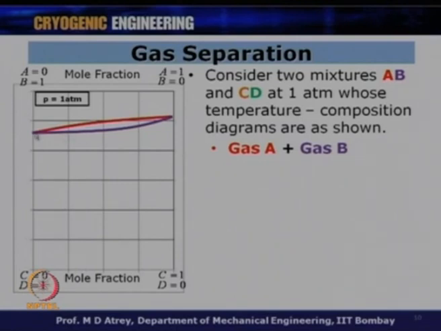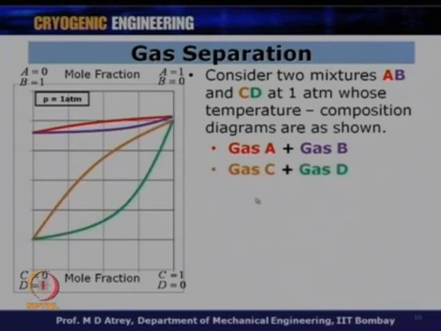Suppose I have a temperature composition diagram. Here you can see a temperature composition diagram for a mixture of A and B. And I also have one more diagram, which is for C and D gases mixed together, a temperature composition diagram for gases C and D. What is the difference between the two diagrams? It is the boiling point difference. The boiling point of C is this, the boiling point of D is this, because D is equal to 1 and C is equal to 1 at this point. Similarly, the boiling point of A is this and the boiling point of B is this.